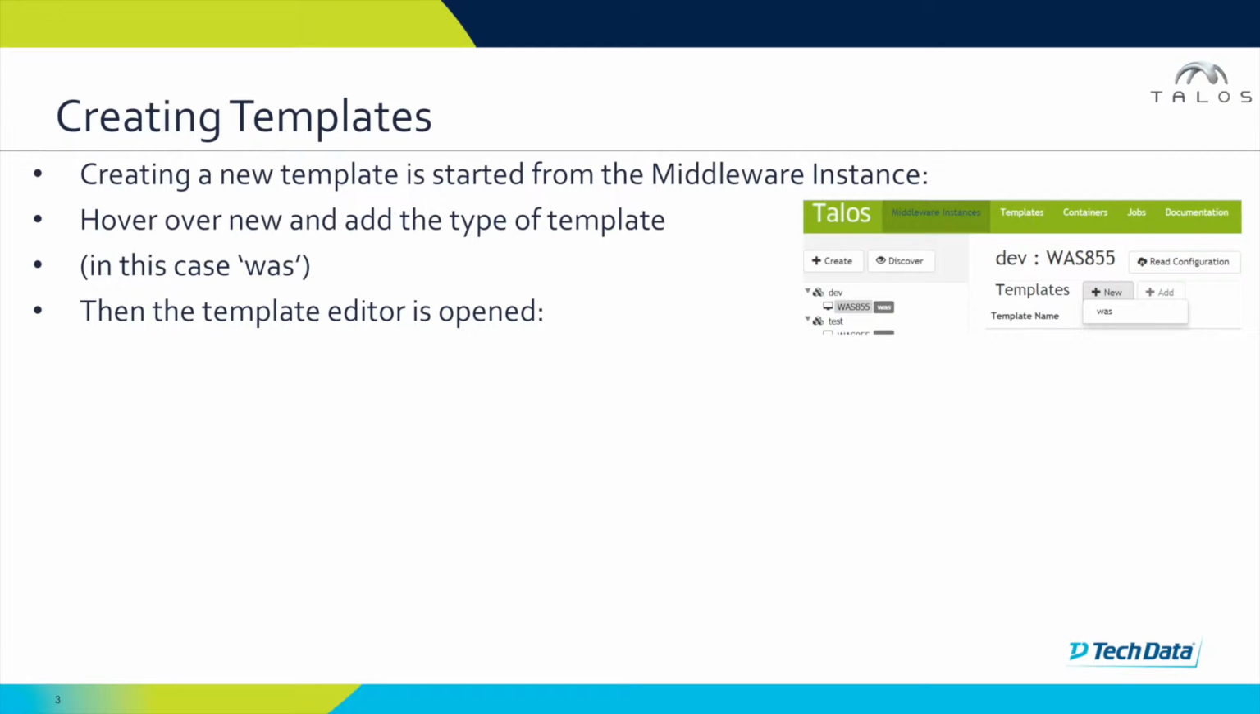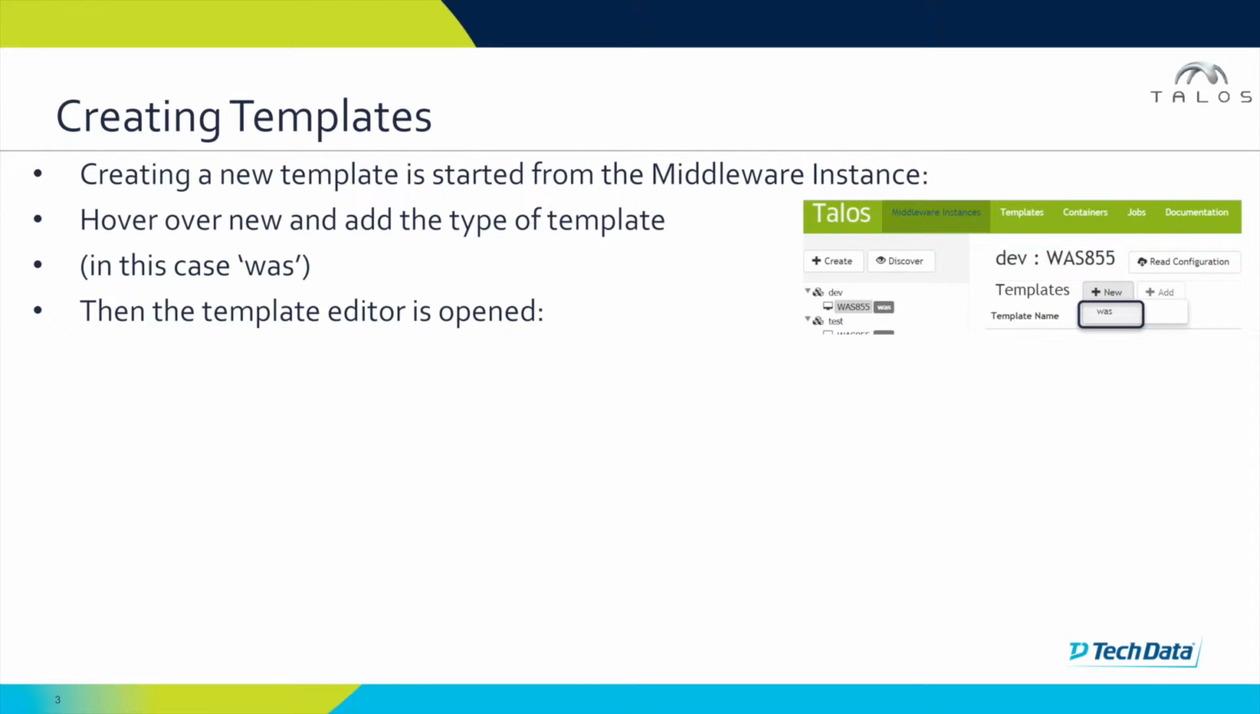So when you create a template, it starts from the middleware instance. You simply, underneath the middleware, there's a template section, and you just click New, and then add the type of template that you're using. So in this example, it's a Web2 application server, but it could be JBoss, it could be F5 Big IP, whatever the template type is, that's what you should be creating.